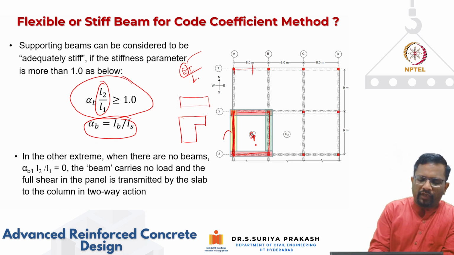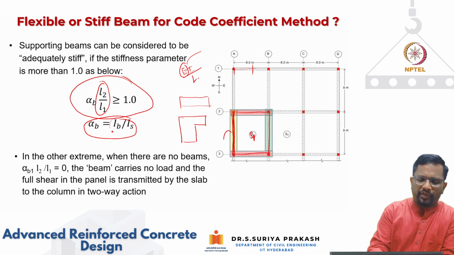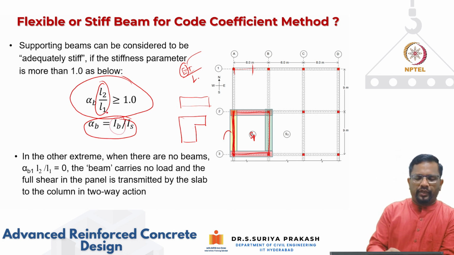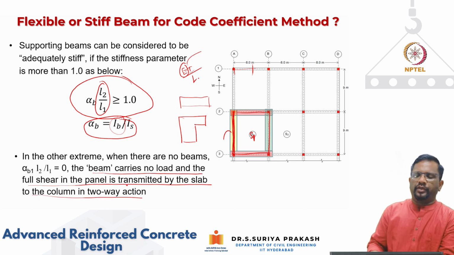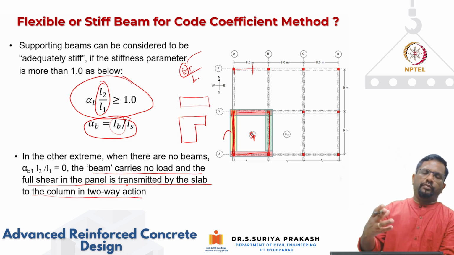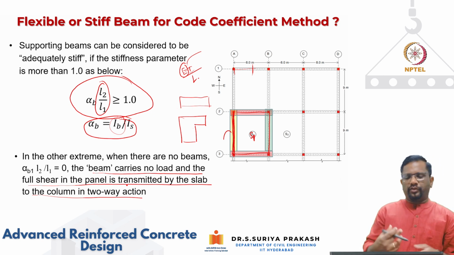And when you look at the other extreme, when there are no beams and you have a flat slab, obviously the αB value is going to be 0. Then the beam will carry no load, and the full shear in the panel is transmitted by the slab to the column in two-way action. So you can also have a flat slab or a flat plate without any beams, and the slab will transfer load directly to the column by two-way action. Okay, that is also possible.